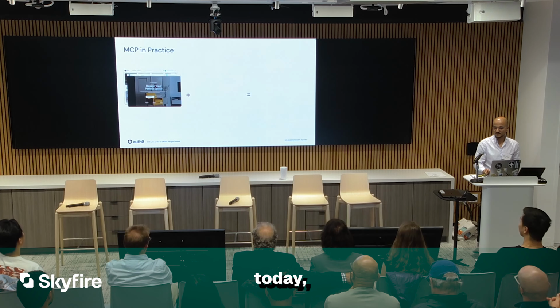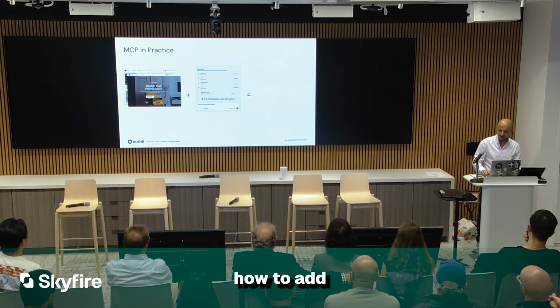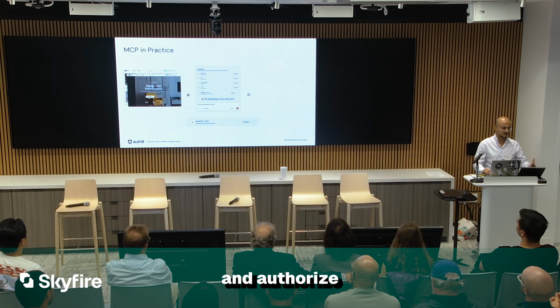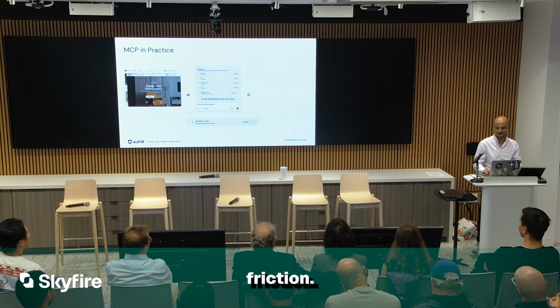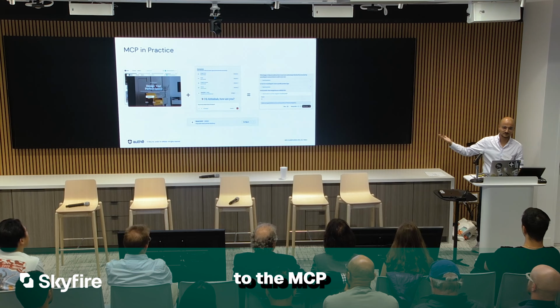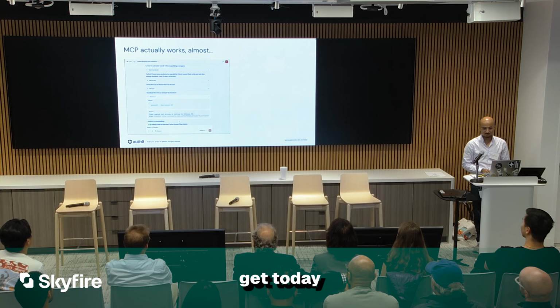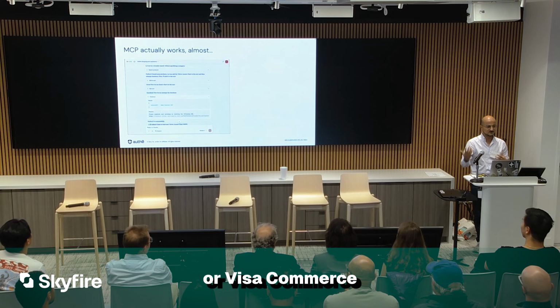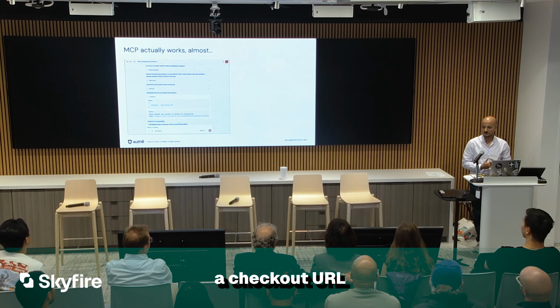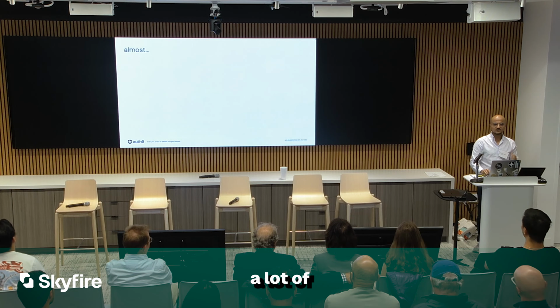But if you did MCP today, you'd have a website with an MCP server. The end consumer, again, consumer behavior changes are very hard, would need to learn how to add this website as a retail MCP server. They would have to authenticate and authorize, and that's way too much friction. It actually works. Everything in this demo is live, and you can connect to this MCP server right now and do a payment checkout. The best experience you could get today, if we do not include something like Skyfire or Visa Commerce, is that it would give you a checkout URL, and you go to Stripe, you enter your credit card, and so forth. But there's a lot missing here.